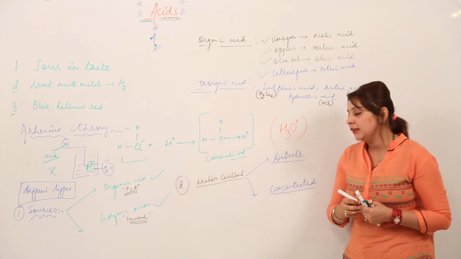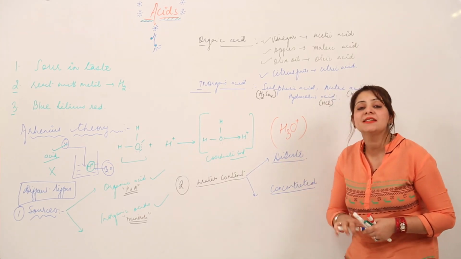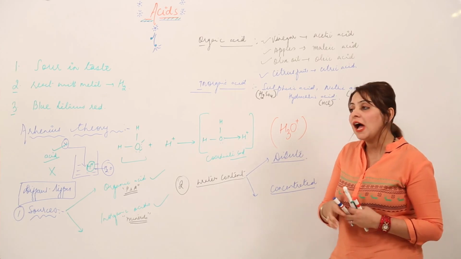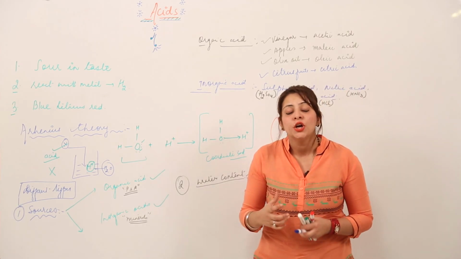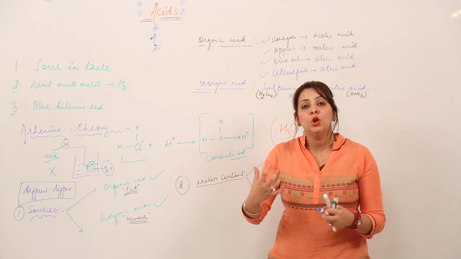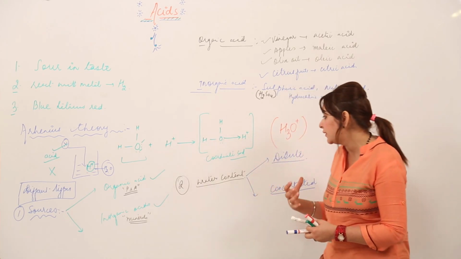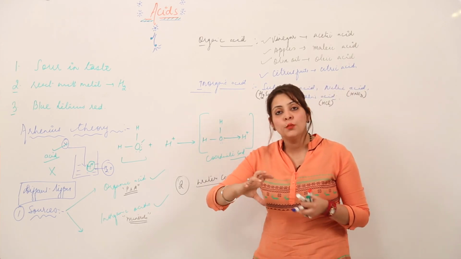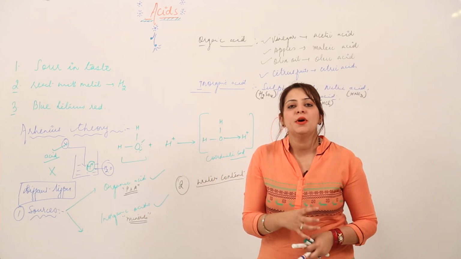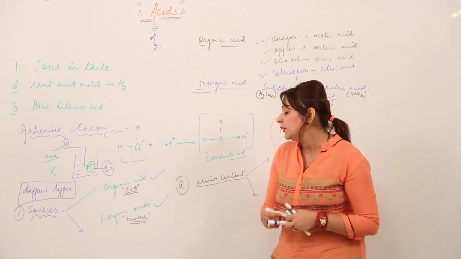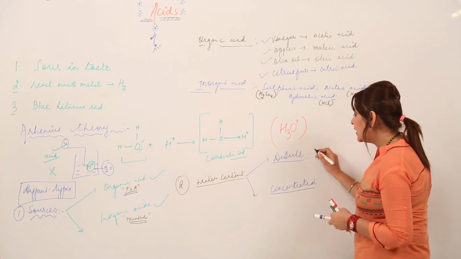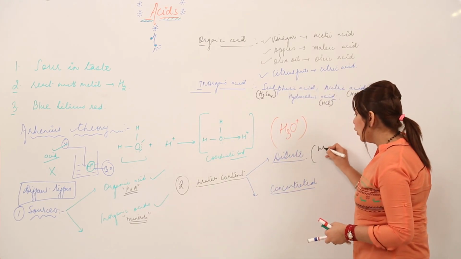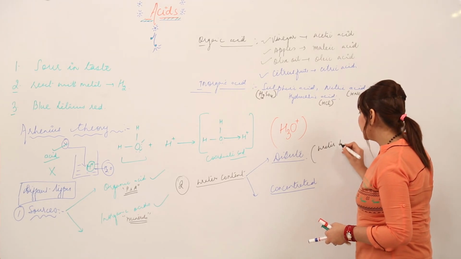Dilute acid is that which contains a higher amount of water in it, or you can say which contains a lower proportion of concentration. That means there is more water but a lower concentration of acid. That is called dilute acid. So dilute acid is that which has the lower water content.